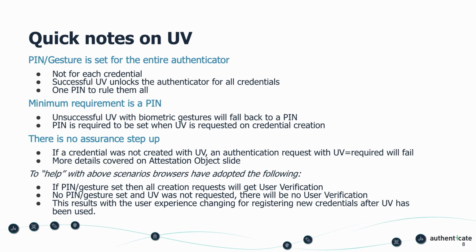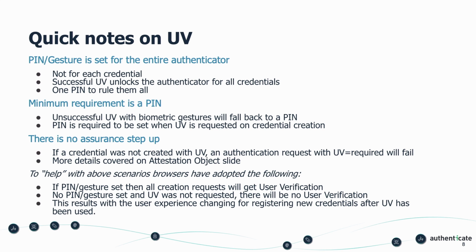There's no assurance step up, right? So as a relying party, I'm deploying, okay, let's deploy a second factor flow. I'm setting UV to discouraged. I do not want a PIN in my flow, right? So users are going to register those credentials.